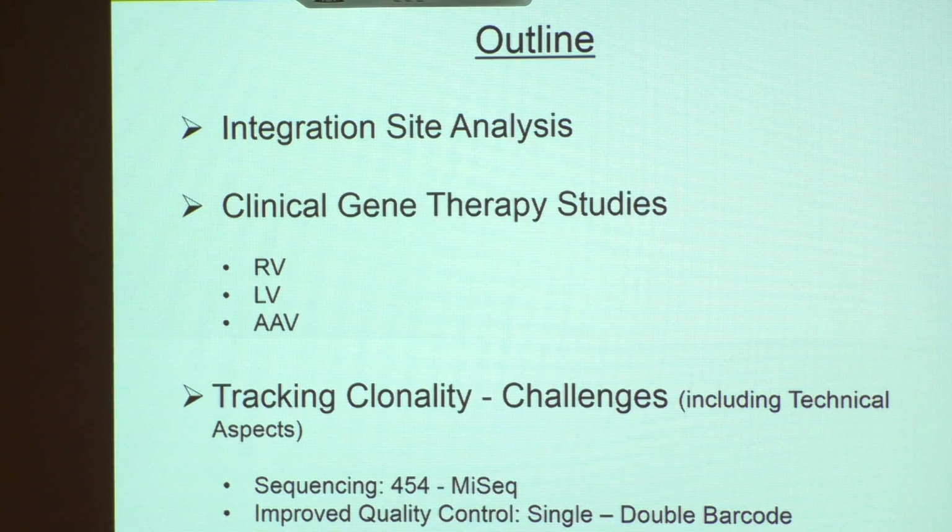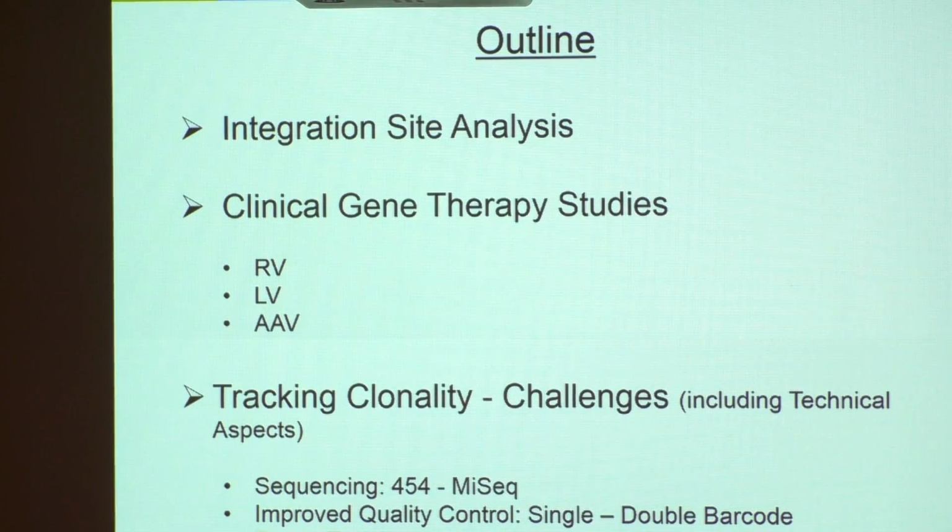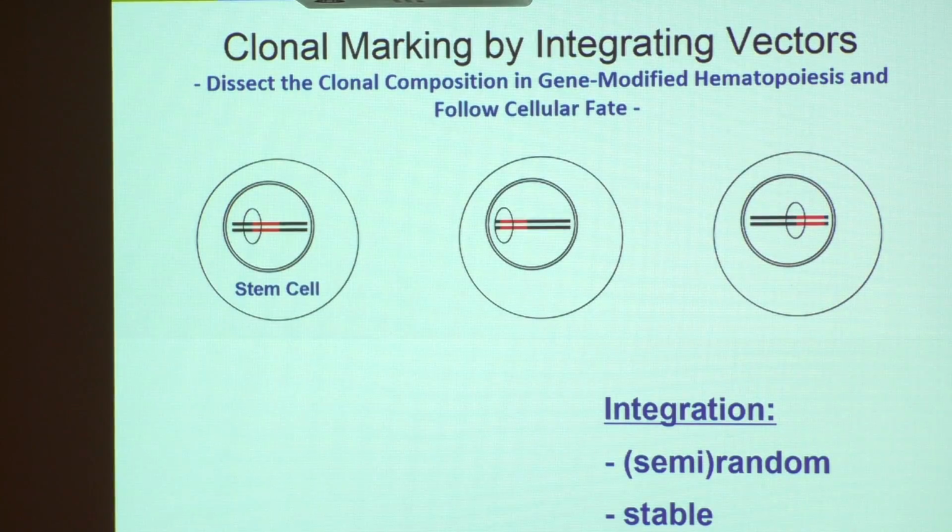Then I will give you a brief overview of the clinical gene therapy studies with regard to genotoxicity or safety in the gammaretroviral vectors, lentiviral vectors, very briefly adeno-associated viral vectors, and then also the challenges in tracking the clonality or the opportunities we have nowadays in the next generation sequencing area.